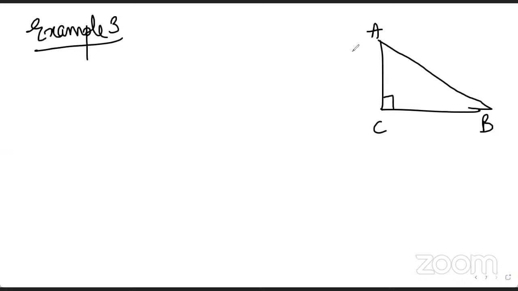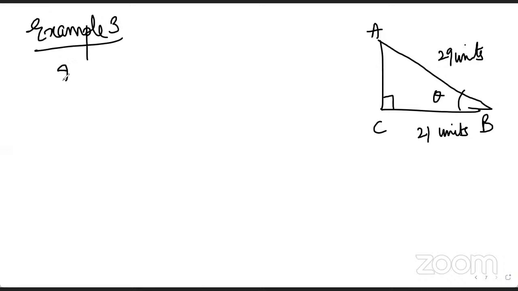Now I have been given this right angle triangle ACB, which is right angled at C. Now it has been given that this is 21 units, this is 29 units, and angle B is my theta. Now first of all, I'll find the side AC.